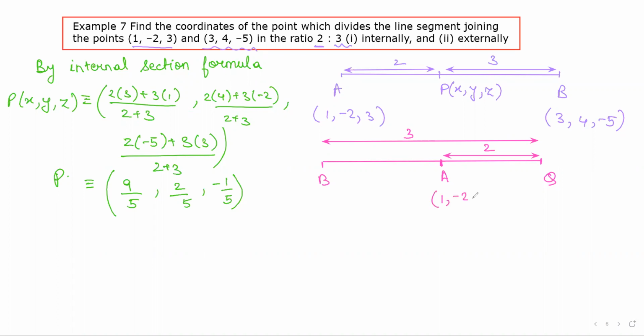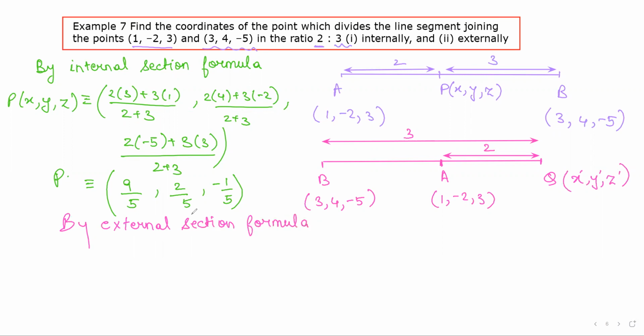Also, the coordinates of A are given as 1, minus 2, 3. B is given as 3, 4, minus 5. And the Q point will be assumed as x, y, z. Let's call it x dash, y dash, and z dash. So, by the external section formula, the Q point x dash, y dash, z dash will be equivalent to 2 into 3 minus 3 into 1 upon 2 minus 3. So distance 2 is with A, so 2 into the opposite coordinate 3 minus 3 into the opposite coordinate 1 upon the difference 2 minus 3.